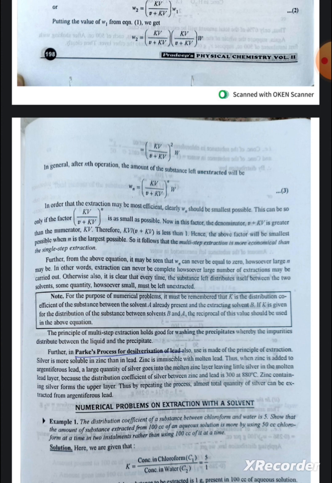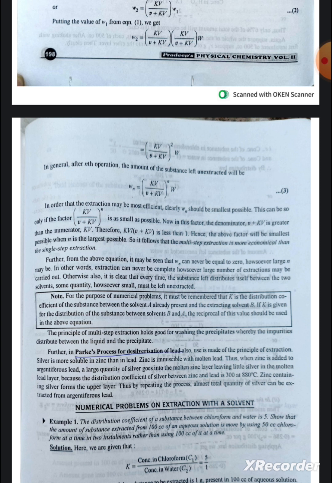This can be so only if the factor (Kv/(v + Kv))^n is as small as possible. Now in this factor, the denominator v + Kv is greater than the numerator Kv. Therefore, Kv/(v + Kv) is less than 1. Hence, the above factor will be the smallest possible when n is the largest possible. So, it follows that multi-step extraction is more economical than single-step extraction.